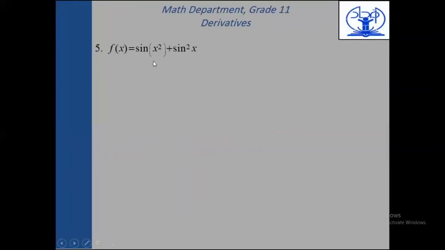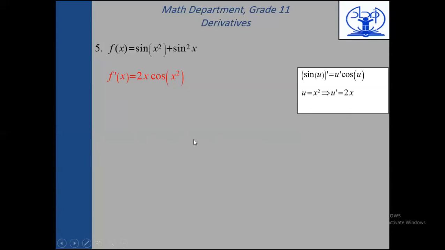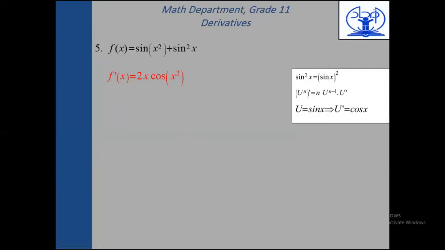What about sine of x squared plus sine squared x? You have to differentiate between the forms of these two parts. Sine x squared is read as sine u, whereas sine squared x means sine x all squared. It means it's in the form of u to the 2, that is u to the n. So concerning the first part, it's sine u, and the derivative will be u prime cosine u. What about the second part? The second part is sine x all squared, which means it's in the form u to the n. So first you need to drop the power and subtract 1, then multiply by u prime.